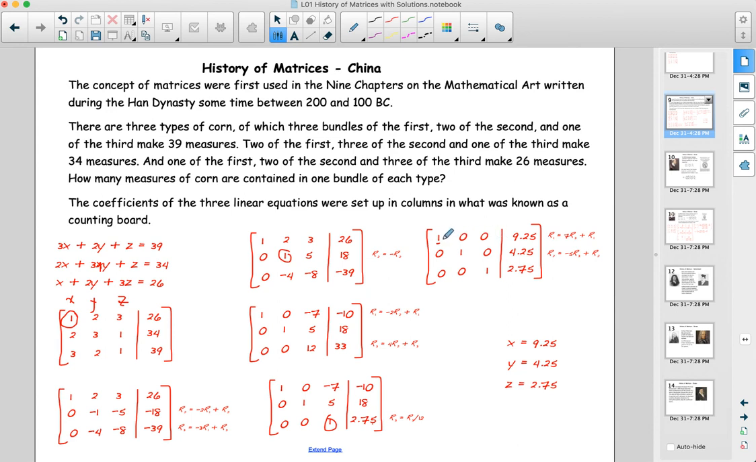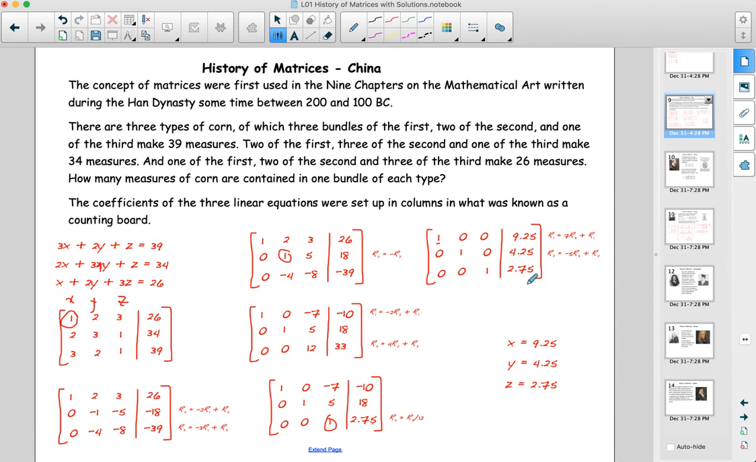So I now know that I have one x, and these are zeroed out. So x is equal to 9.25. There's no x, there's no z, so y is equal to 4.25. There is no x and there is no y in this row, so z is equal to 2.75.